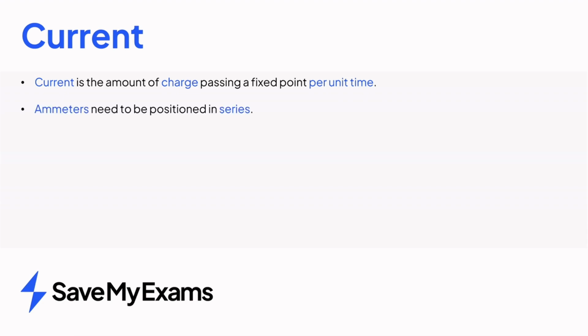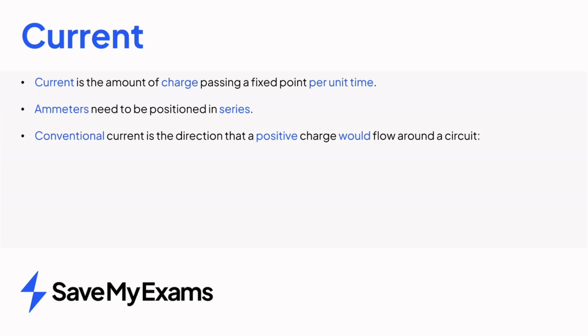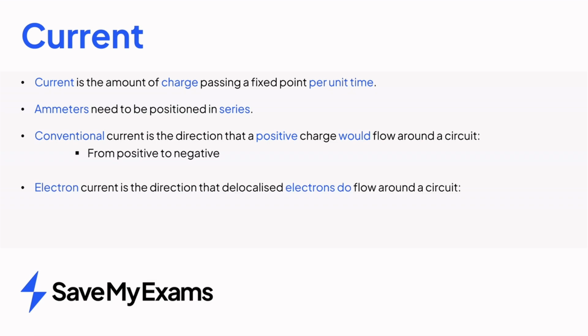In summary, current is the rate of flow of charge, or the amount of charge passing a fixed point per second. Ammeters measure the amount of charge flowing through them every second, and they can only do this if they are positioned in series. Conventional current is the direction that a positive charge would flow around a circuit. This is from positive to negative and is the opposite direction to electron current, which is the direction that those delocalized electrons actually do flow around a circuit.